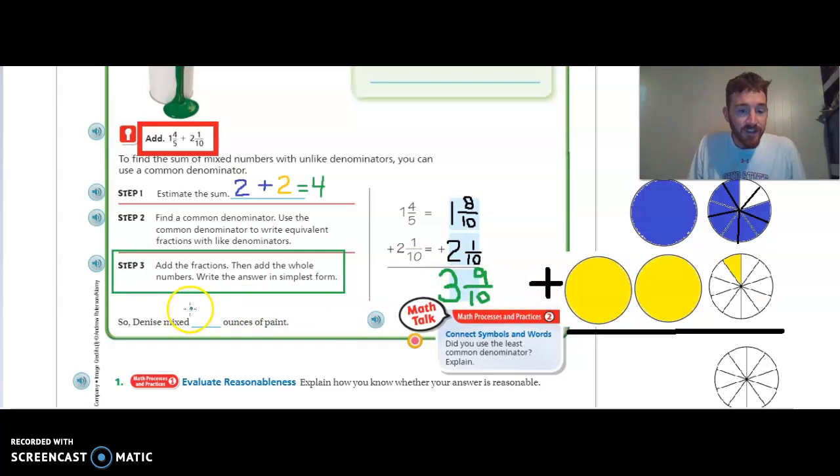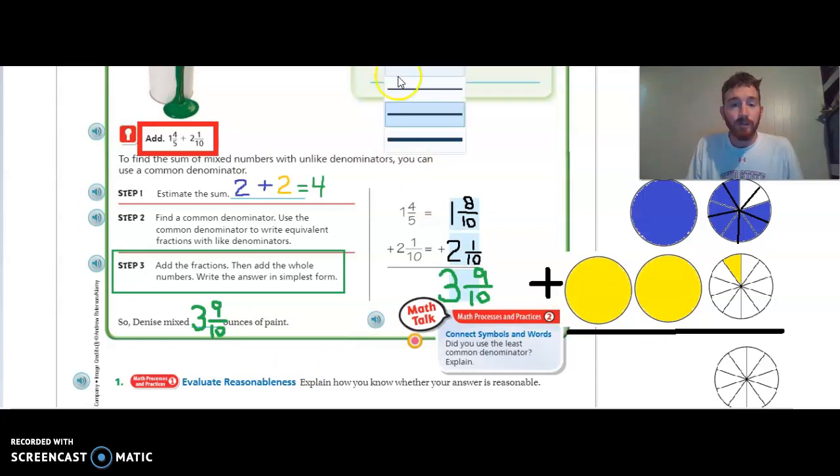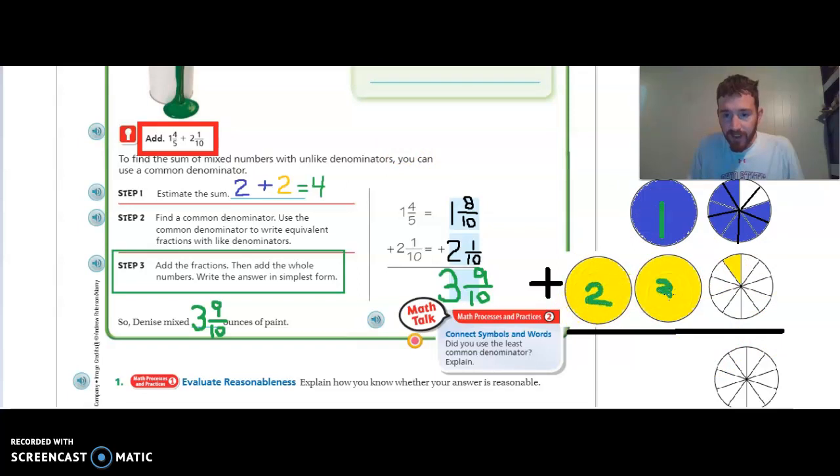And so Denise mixed 3 and 9 tenths ounces of paint. So again, don't forget your estimated answer is about 4. So that means I'm feeling pretty good about this answer. 9 tenths is almost another whole part, so 3 and 9 tenths would round up to 4. So we know we're pretty close there. Okay, so again, if we want to put it into the visual, we can say we've got 1, 2, 3 whole parts here. So if I add 3, and then 1, 2, 3, 4, 5, 6, 7, 8, and then 9.